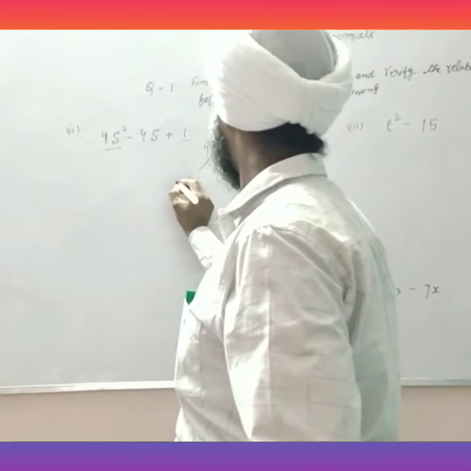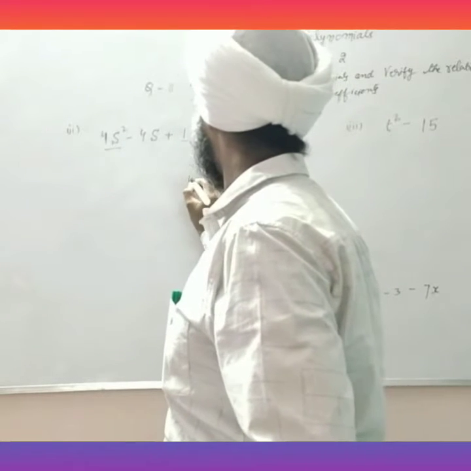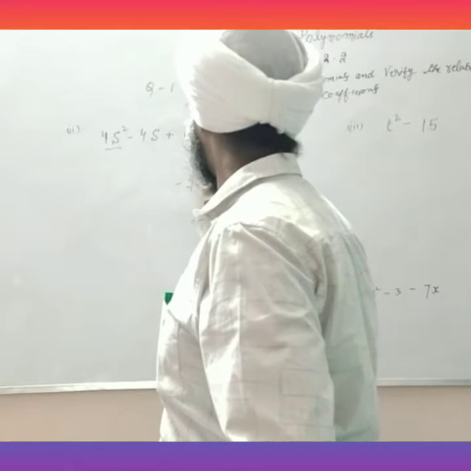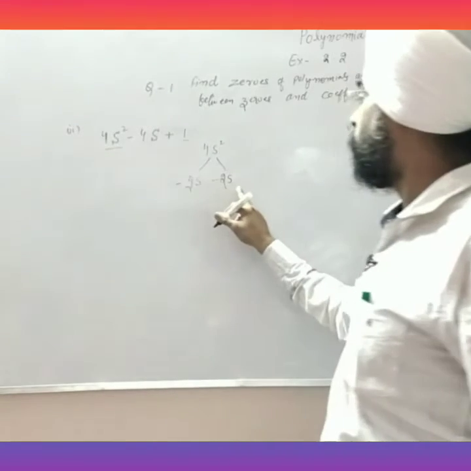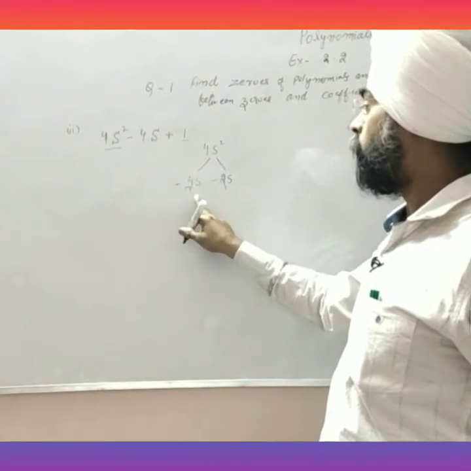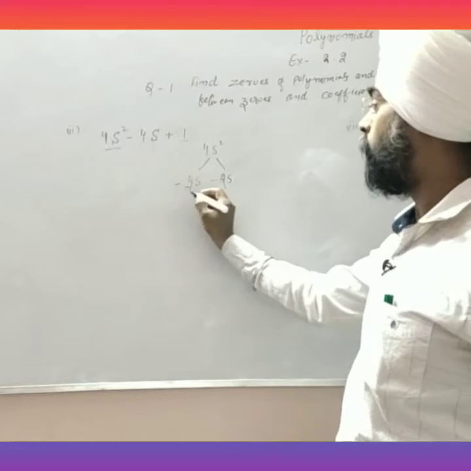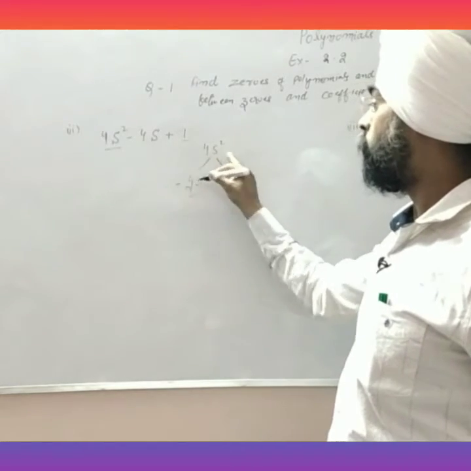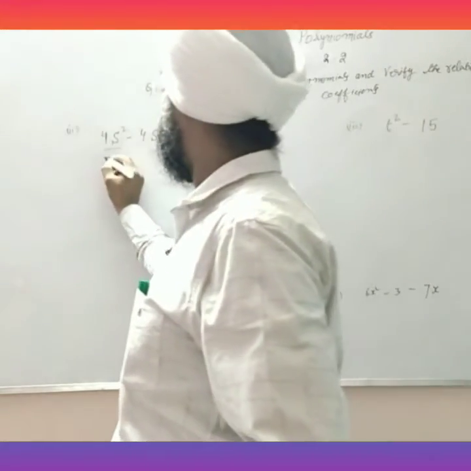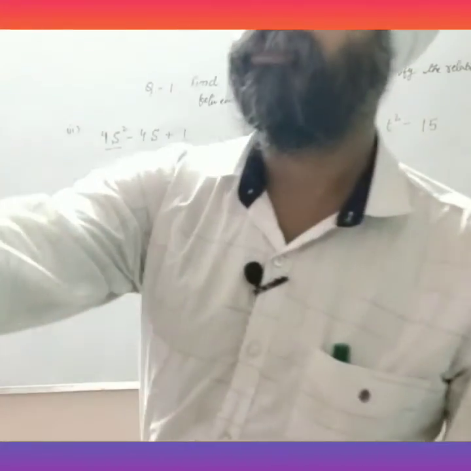4s square, no, it is not possible. 2s and 2s together will form the end result. Minus 2s and minus 2s adding together form minus 4s. Minus 2s and minus 2s multiplied form 4s square. So this is our requirement of the middle term factors.